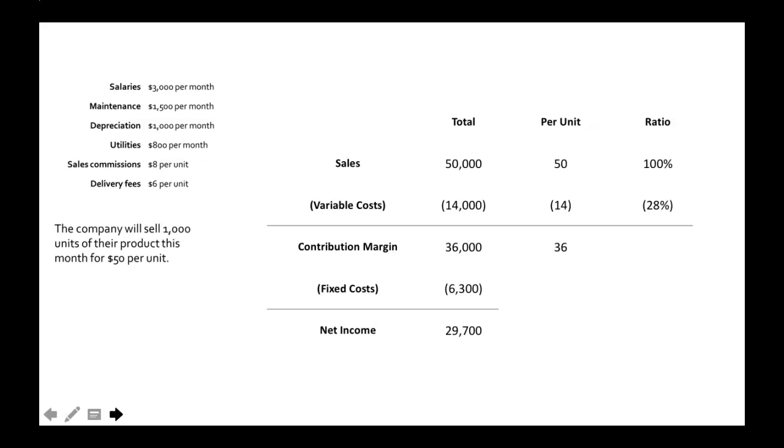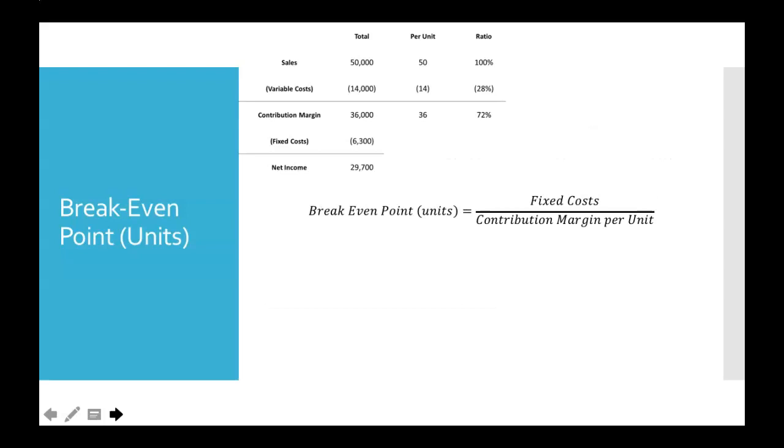Now contribution margin, we take our contribution margin divided by our sales amount, and we get 72%. Now again, another way that we could have found that 72 is by remembering that your sales minus your variable costs equals contribution margin. So 100 minus 28 equals 72 as well. So now that we have all of that information, now we can start calculating our break-even point.